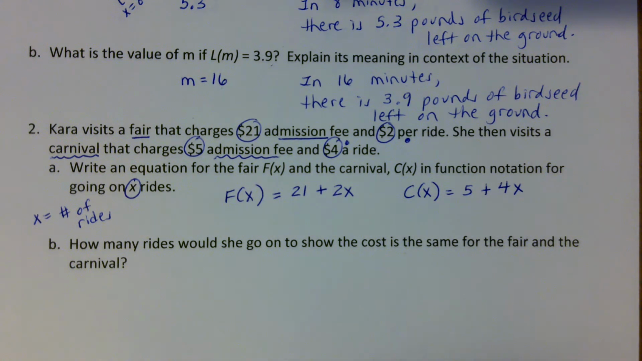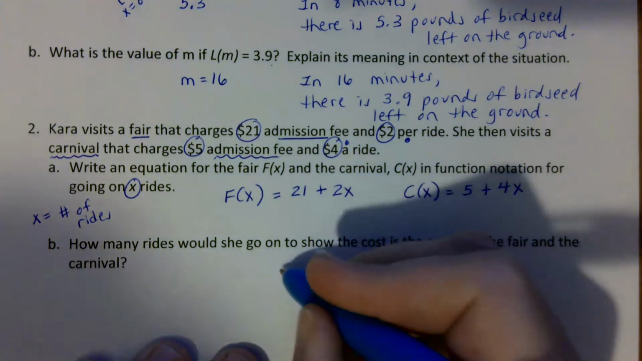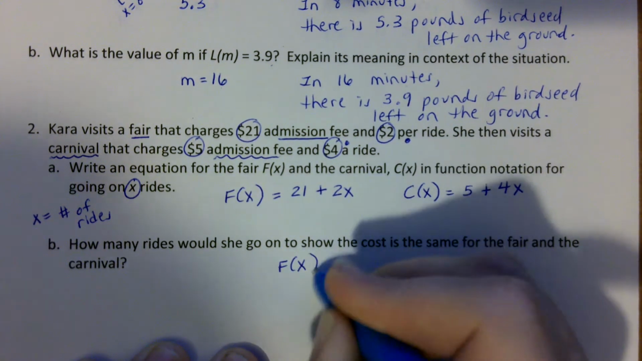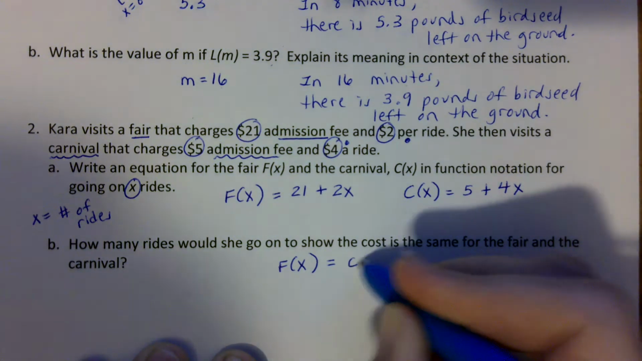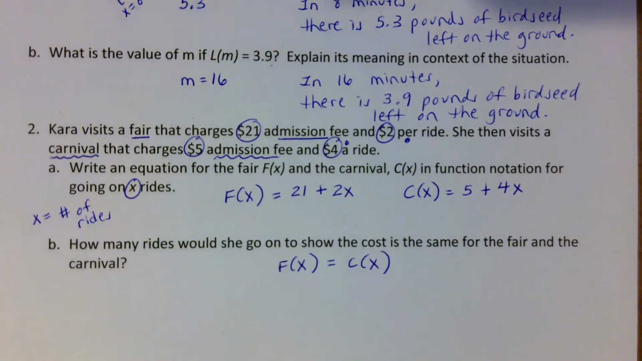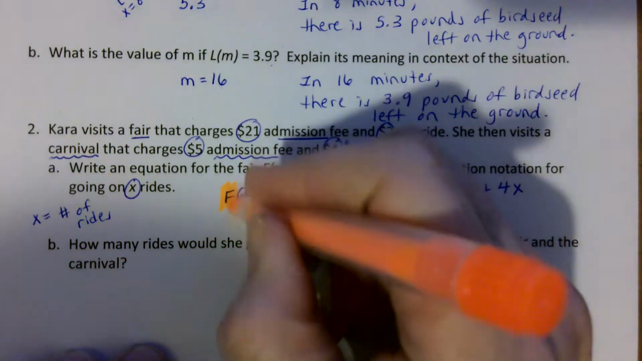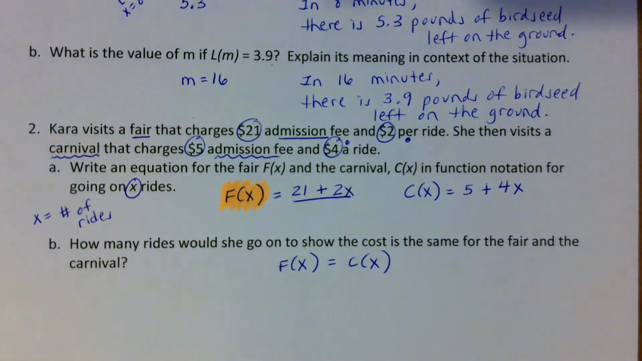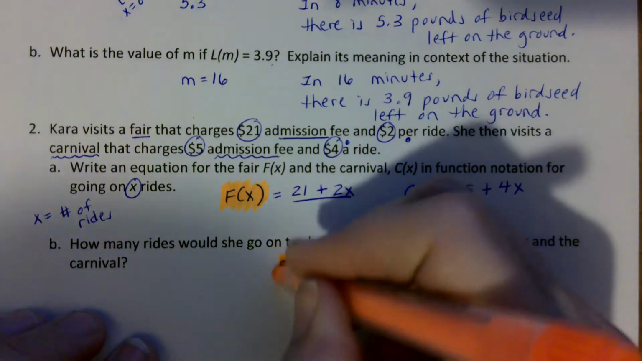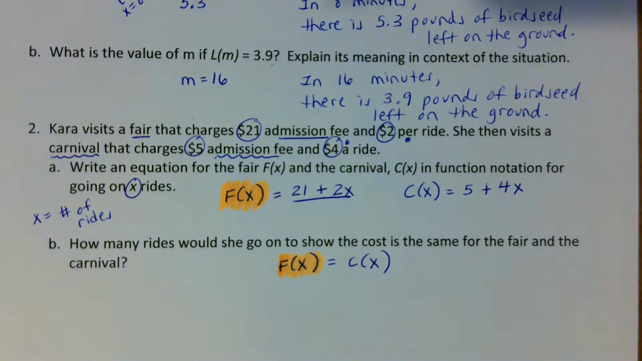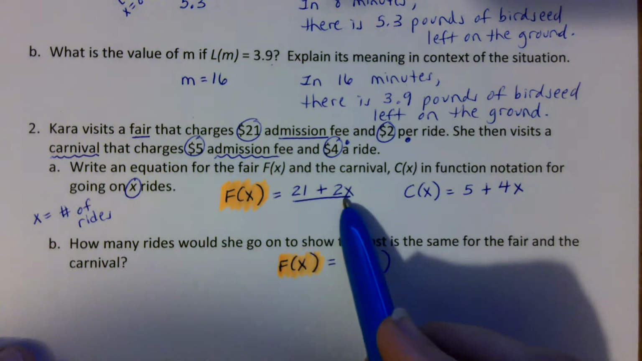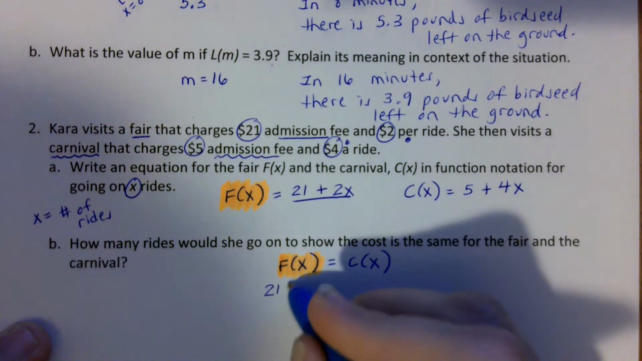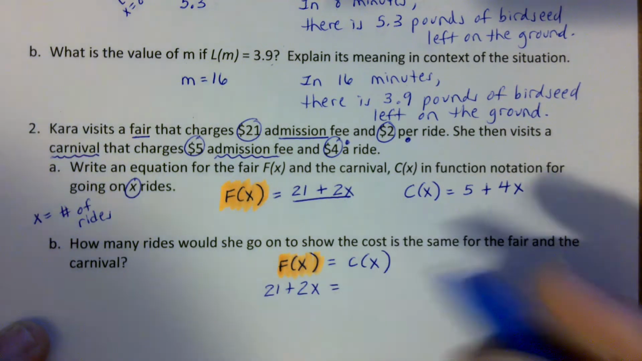So how many rides would she go on to show the cost is the same for the fair and the carnival? That means whatever the cost is for the fair, it would be the same as the cost for the carnival. So think about it. We just said that f of x is the same as 21 plus 2x. So wherever I see f of x, I can replace it with its equivalent value, 21 plus 2x.